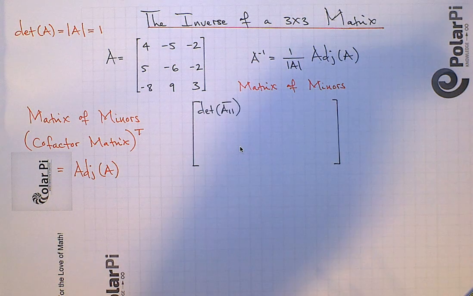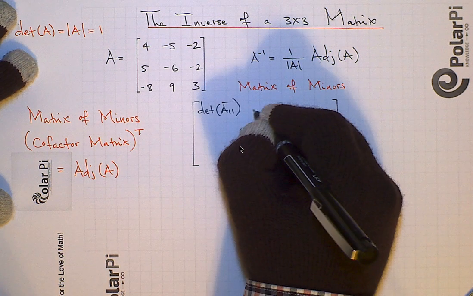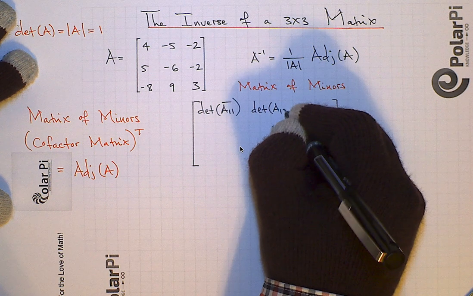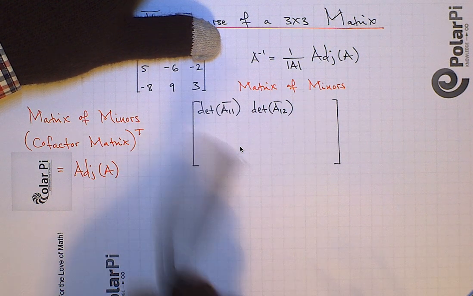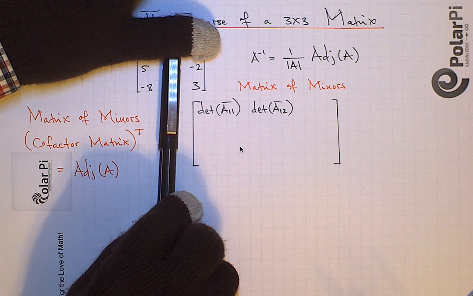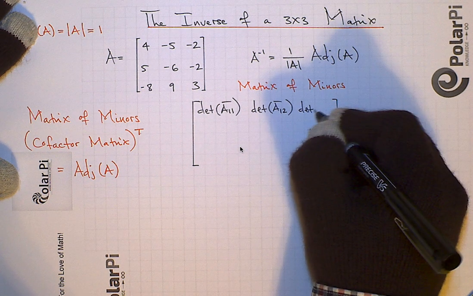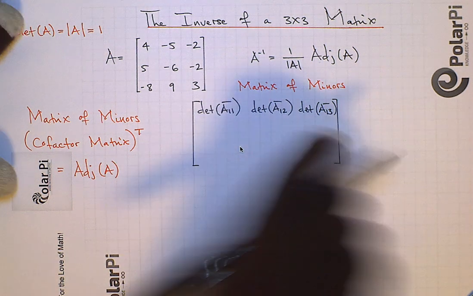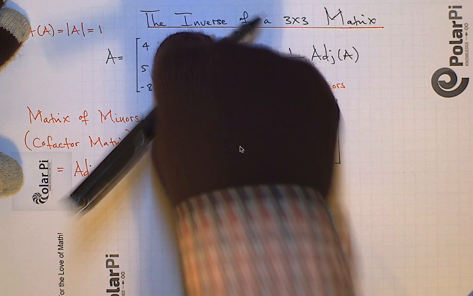If we move in similar fashion, this -5 right there will be replaced by the determinant of A12 bar. A12 bar is the matrix with the entries 5, -2, -8, and 3. Okay, cool. And then finally, the determinant of A13 bar is going to be the final entry in the first row of the matrix of minors, and it will replace that -2 right there.